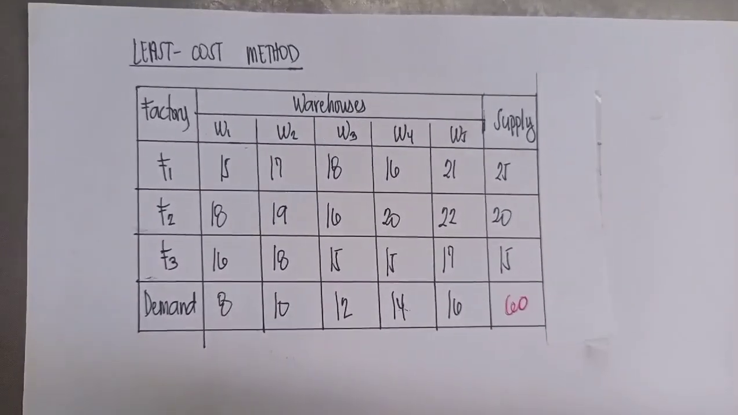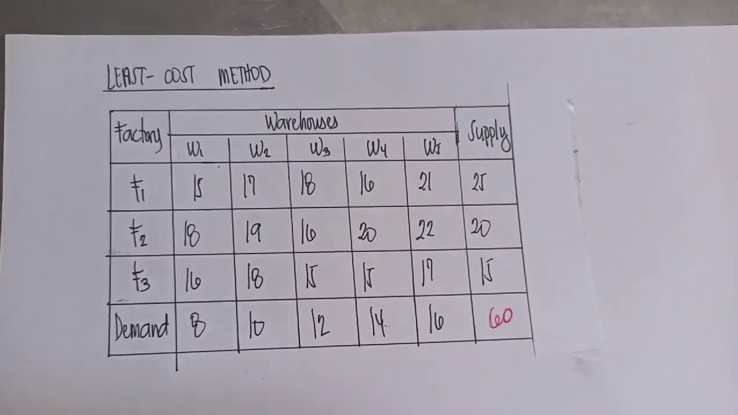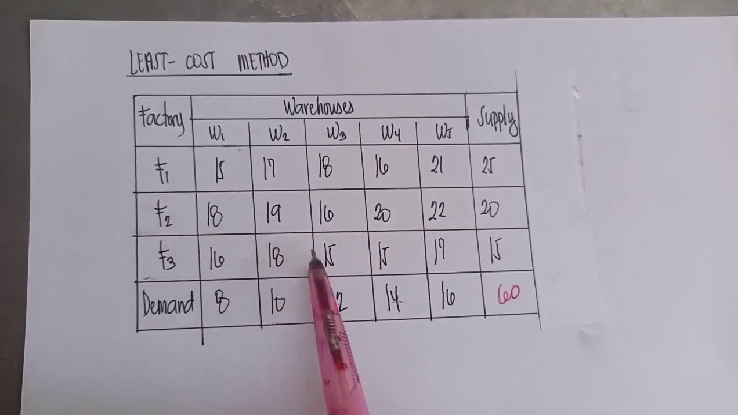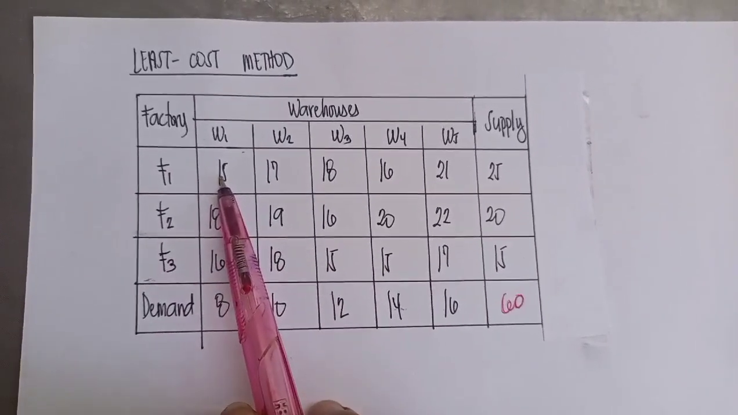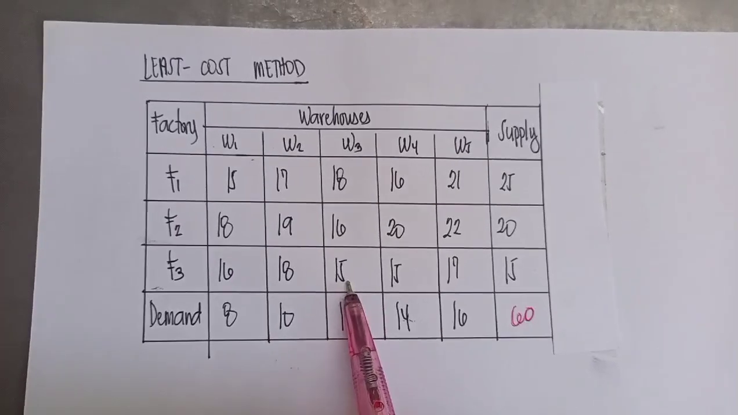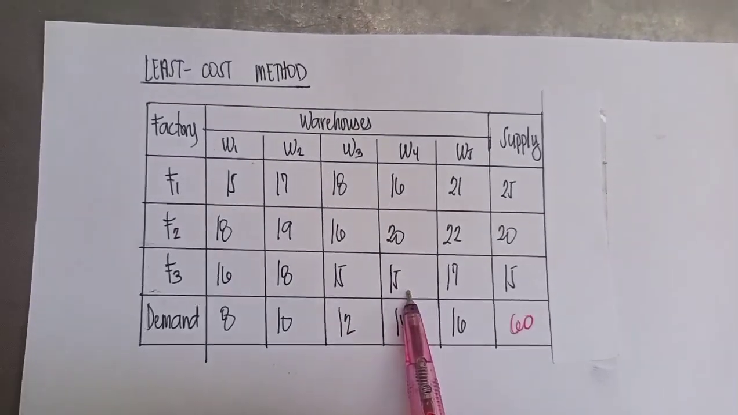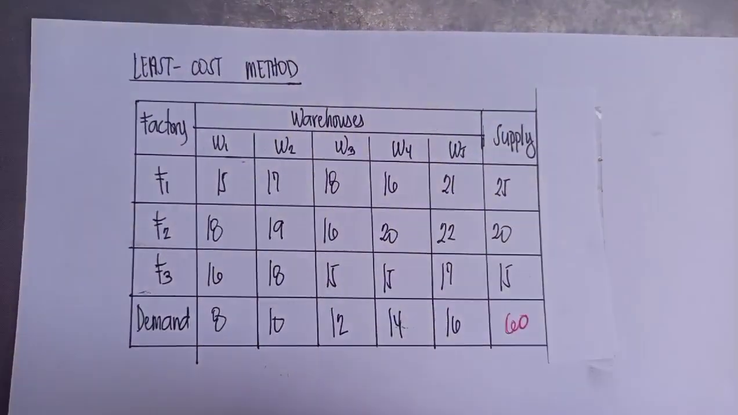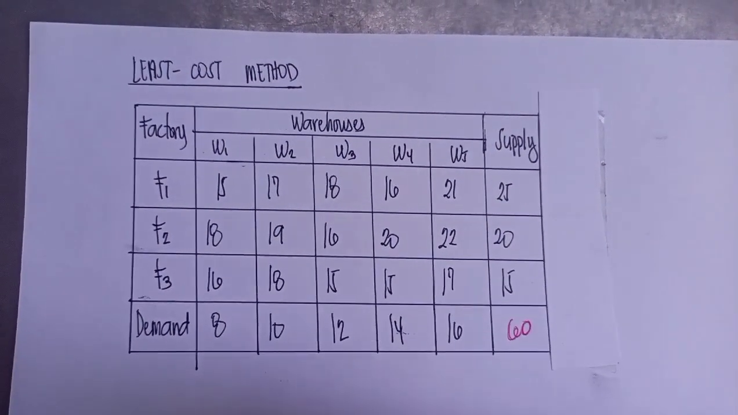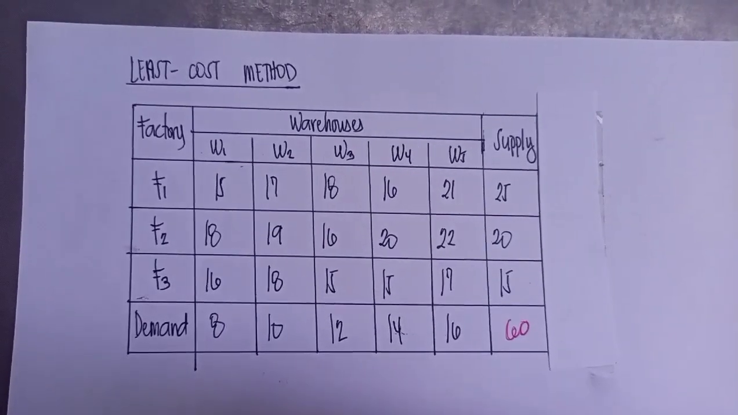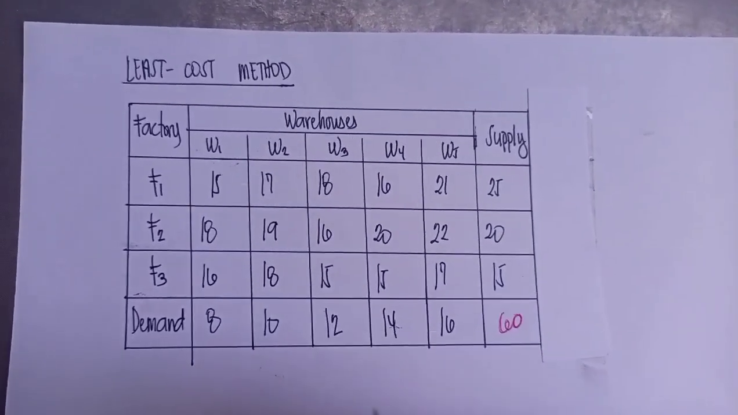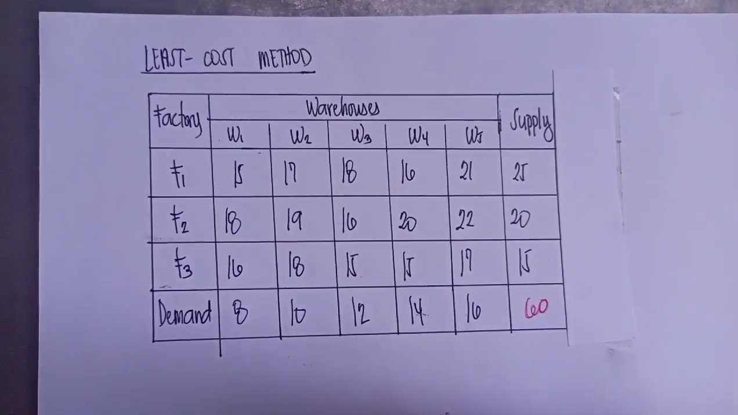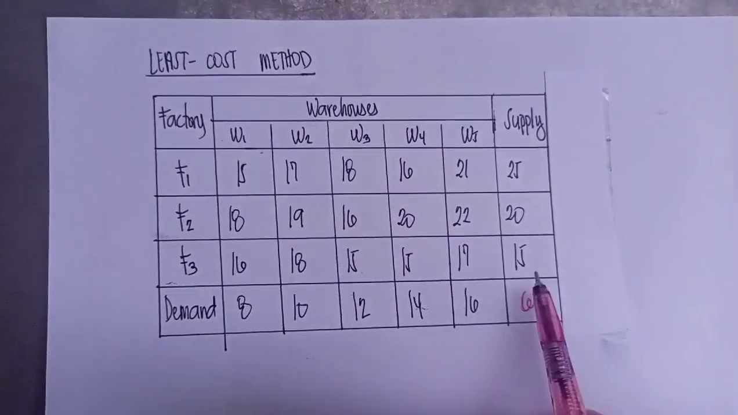In the table, the minimum cost in the matrix is 15. Since we have a tie in the cells F1W1, F3W3, and F3W4, now the question arises in which cell we shall allocate. It depends on you where you want to assign, and for me, I prefer to start in F3W3. So we have the demand here of 12 and the supply of 15.